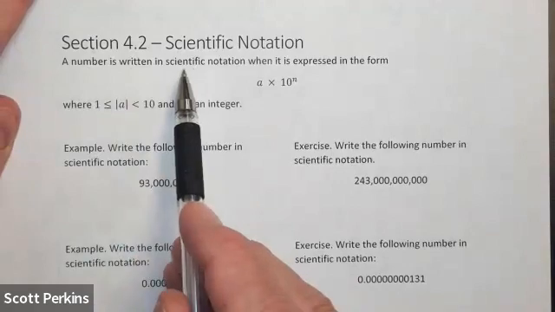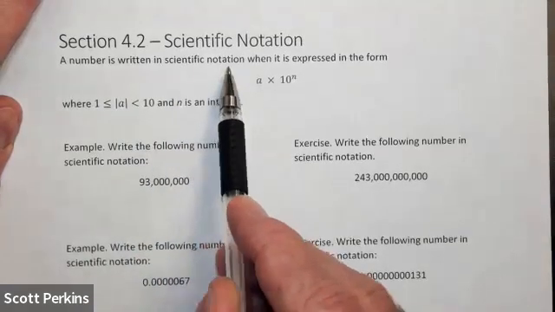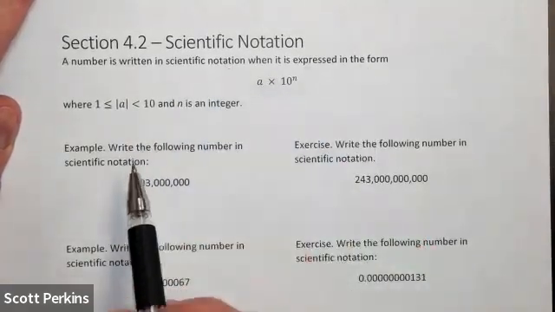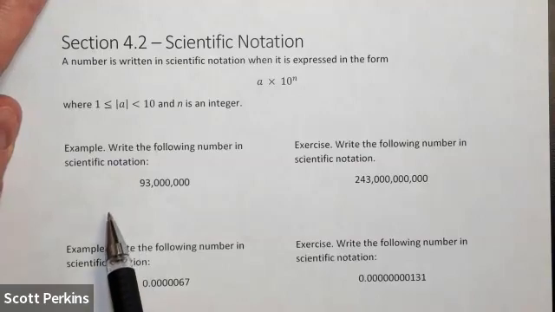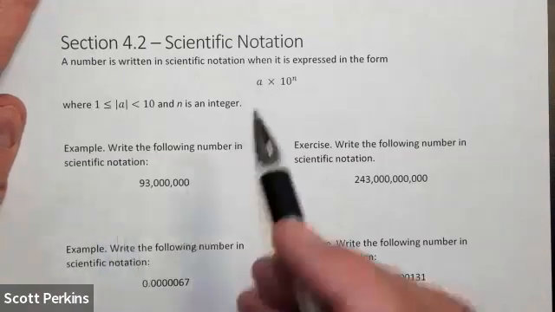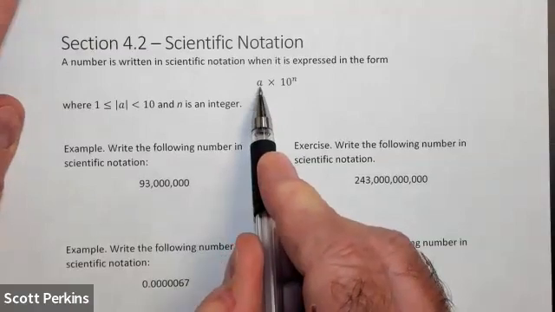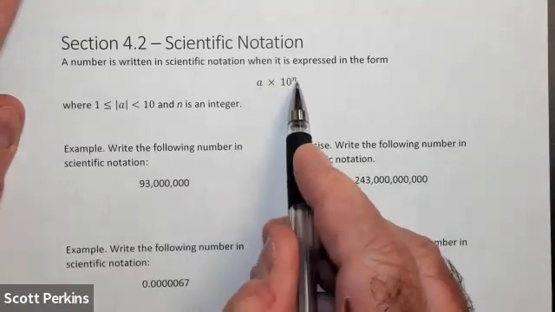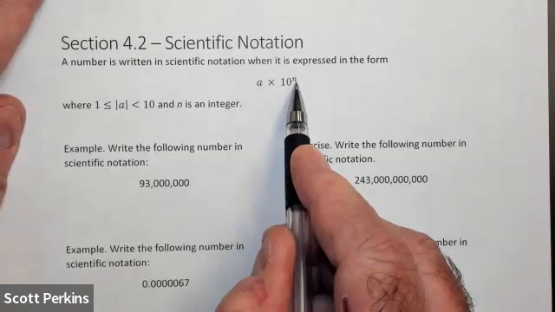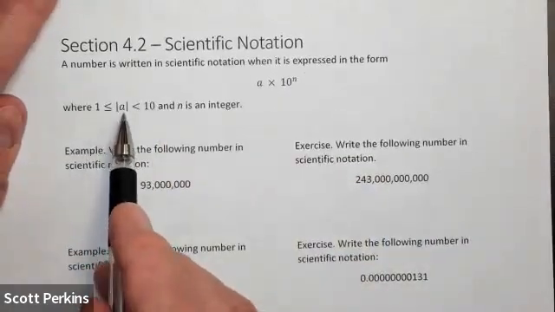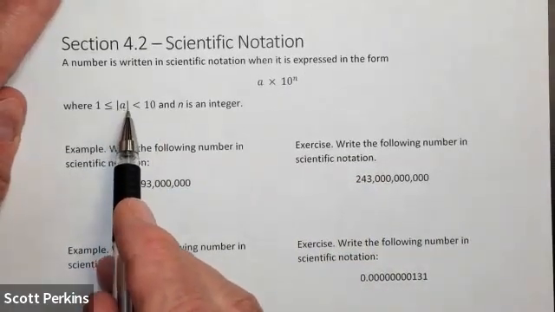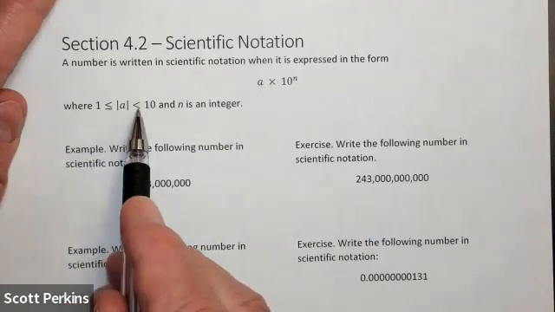So a number is written in what's called scientific notation when it can be expressed in the following form, which I'll try to describe to you, but will probably come into clarity when we do some problems. You're going to have a number A times 10 to some power. And here is the attribute of A: its absolute value is going to be bigger than or equal to 1 and less than 10.